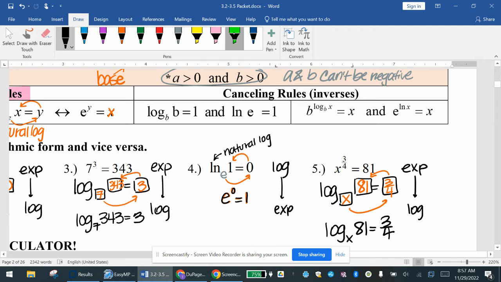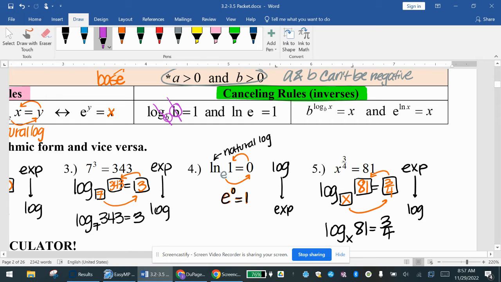All right, now we're going to practice canceling rules. Okay, so we're going to be asked to simplify a couple of expressions. Notice that the first canceling rule is about logs. Okay, so the canceling rule with logs says that if the base of the log matches the argument, then the log and the argument, right, total, all of it cancels to 1.